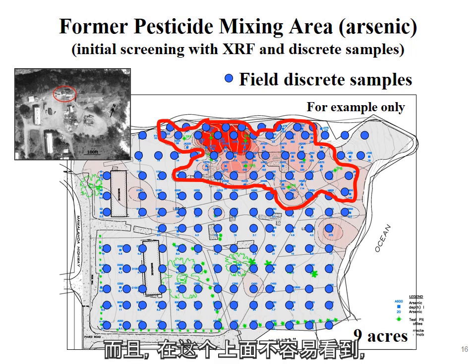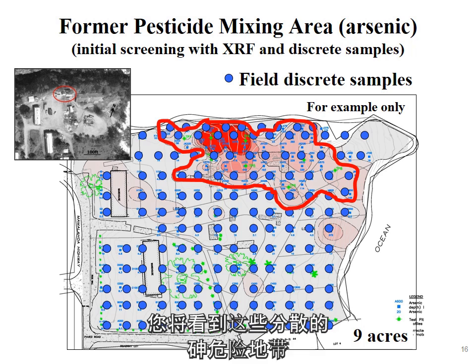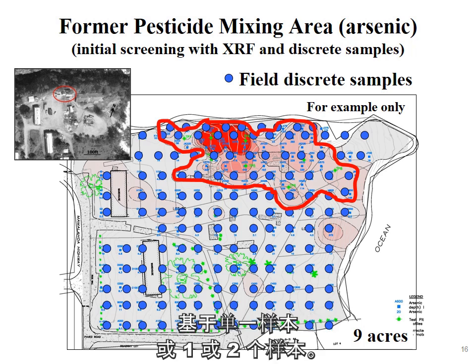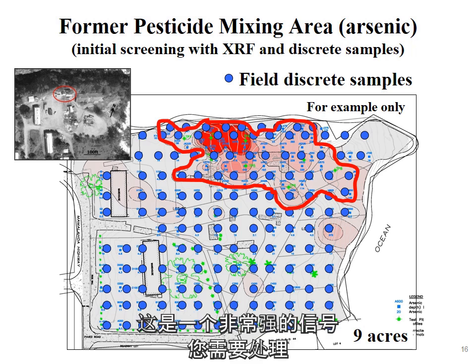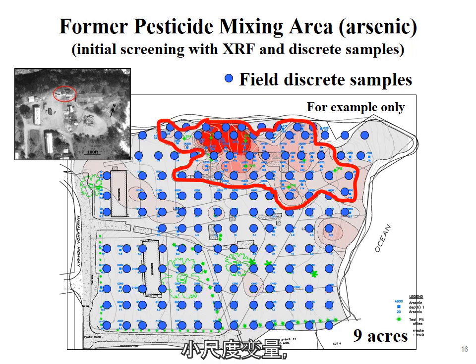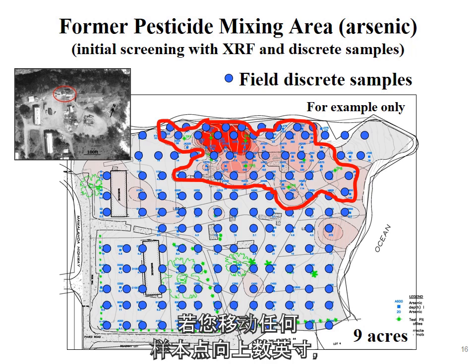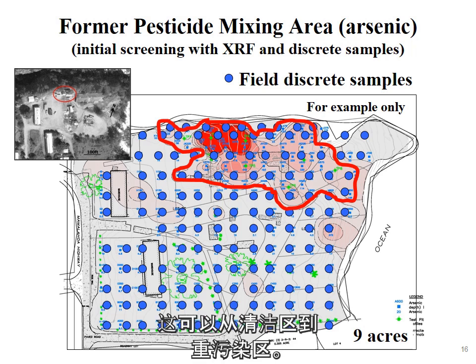Also difficult to see on this, again we'll talk about tomorrow, you see these isolated hot spots of arsenic based on single samples or 1 or 2 samples. That's a key, a very strong flag that you may be dealing with small scale variability, and that this whole area right here below the main contaminated area could also be contaminated with arsenic above levels of concern. And if you move any of the sample points over a few inches, it may go from clean to heavily contaminated. So again, we'll talk about that more tomorrow, but discrete samples did a very good job identifying the main area of contamination.